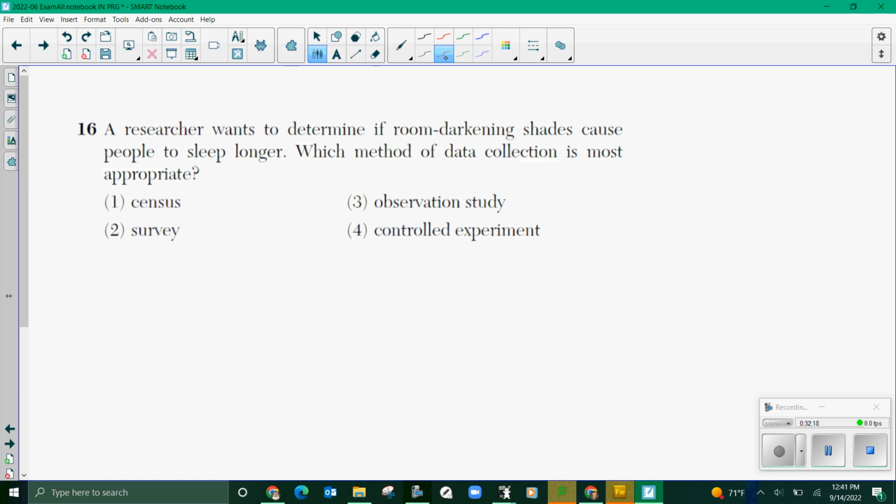You're not going to do a census. That's just craziness. A survey, you're going to ask people. People could lie. Or maybe people just don't know. Here's the thing. Do I pick an observational study or controlled experiment? Most people are going to circle this one, which is wrong. But you want to observe someone, if they sleep or not. True. In an observational study, you view someone and you do not get involved.